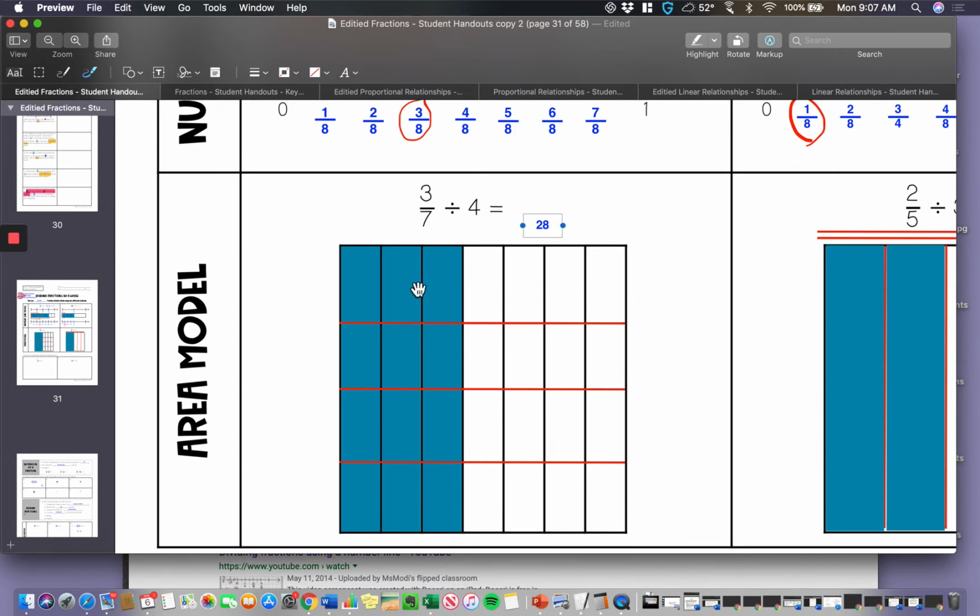Now the numerator is going to be represented by the pieces that are in this top left section here. So there's only 3 pieces in that top left section. So my answer for this problem is going to be 3/28.